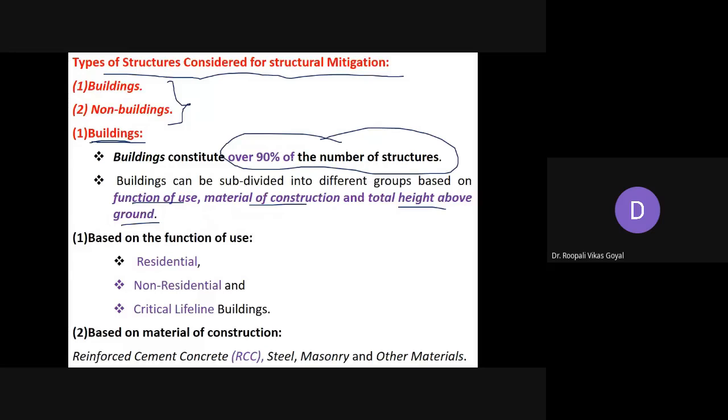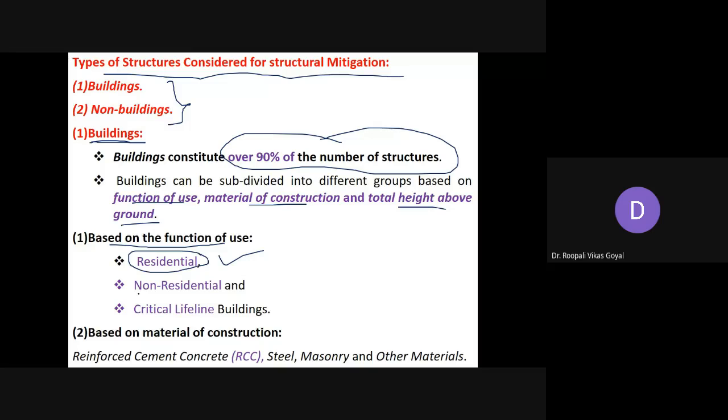So for these different types of buildings, categories are given. The first is based on the function of use. Normally, a very important building is the residential building. Most of the people reside in residential buildings, so this is very much important for disasters. It should be disaster proof, the residential building in which people are living.